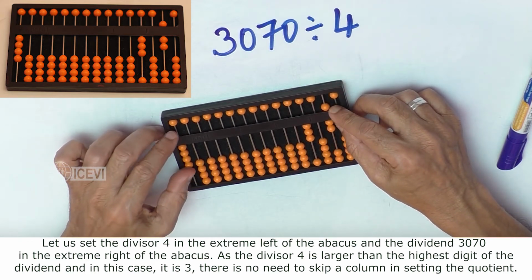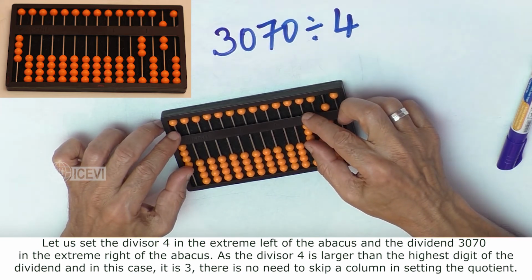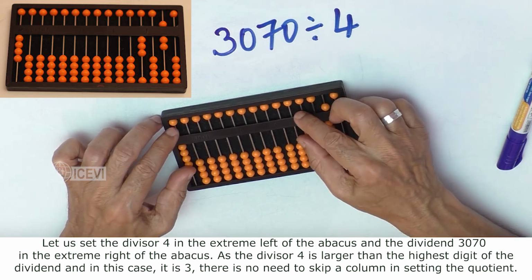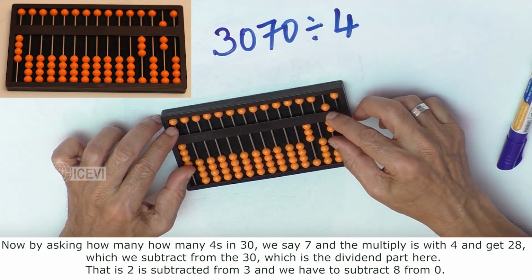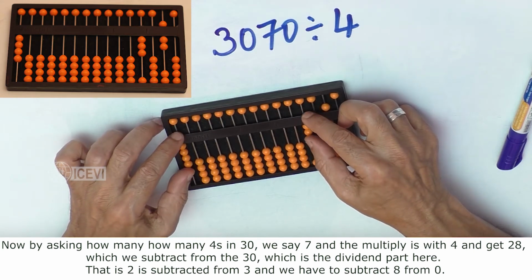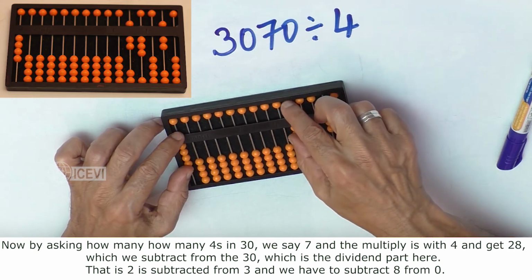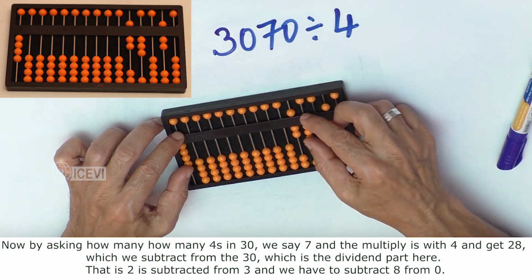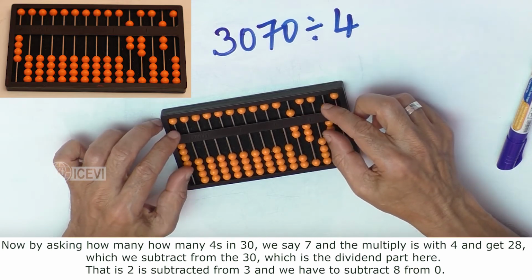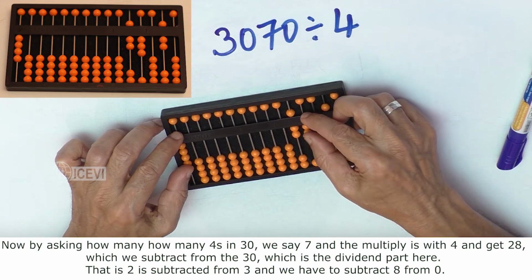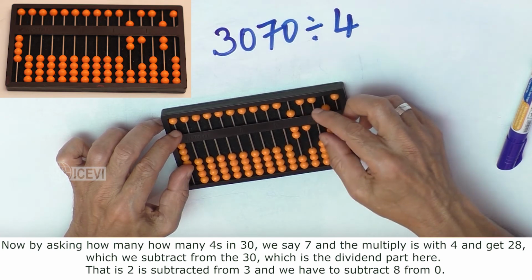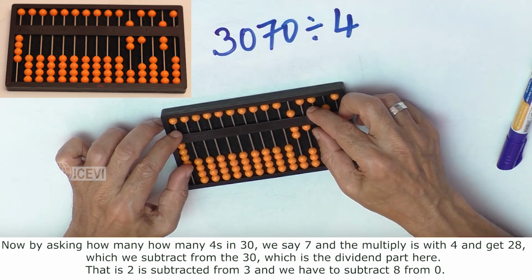As the divisor 4 is larger than the highest digit of the dividend, and in this case it is 3, there is no need to skip a column in setting the quotient. Now by asking how many 4s in 30, we say 7, which should be set to the immediate left of 3, and by saying 7 multiplied by 4 is 28, we have to subtract 28 from 30. That is 2 subtracted from 3 and 8 to be subtracted from 0.